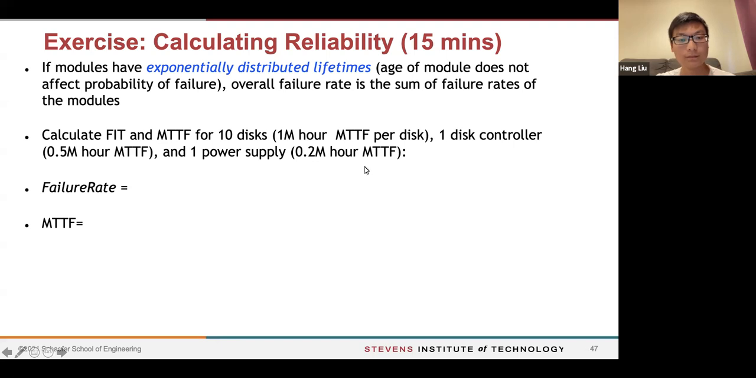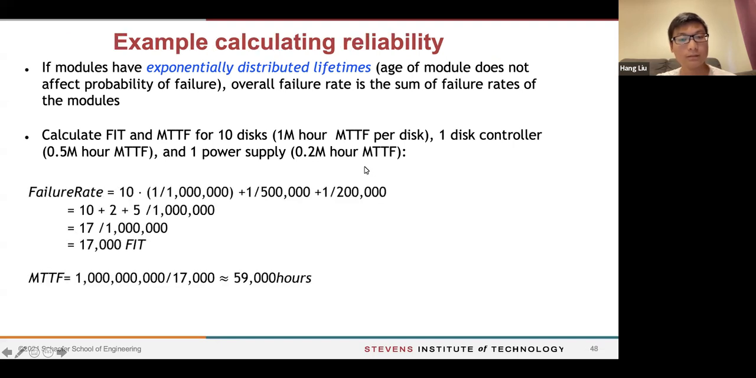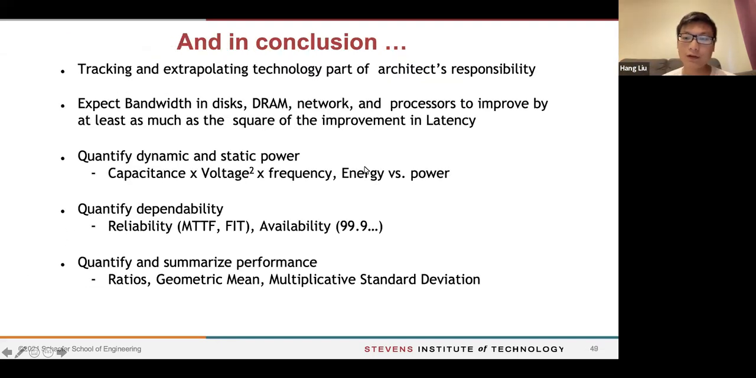Once you finish this, we come to the conclusion. For this lecture 2, we track and explore latent technology as part of the architect's responsibility. We dealt with benchmarks, and we talked about power, energy, and dependability.